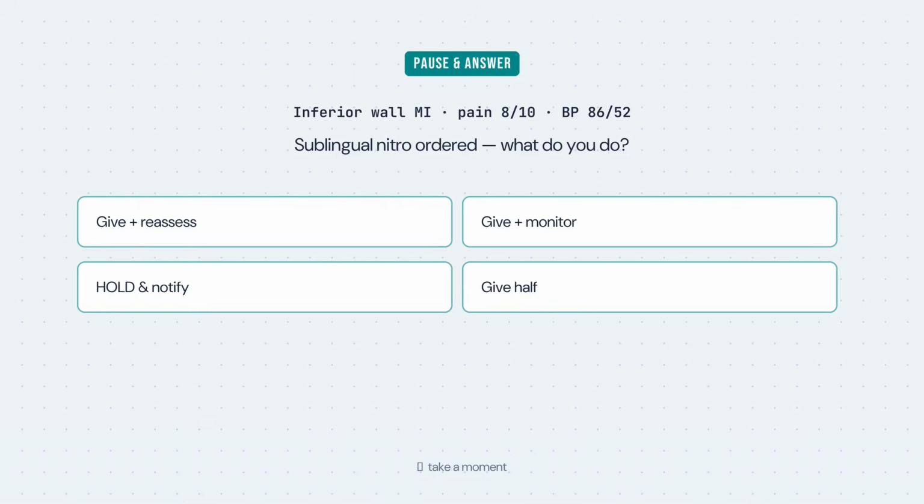Pause. Your patient with an inferior wall heart attack reports chest pain, 8 out of 10. The provider has ordered sublingual nitroglycerin. The blood pressure is 86/52. What do you do?